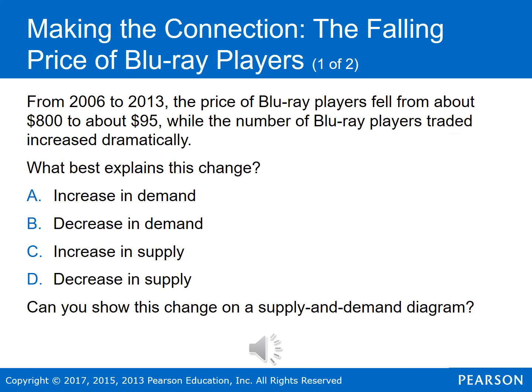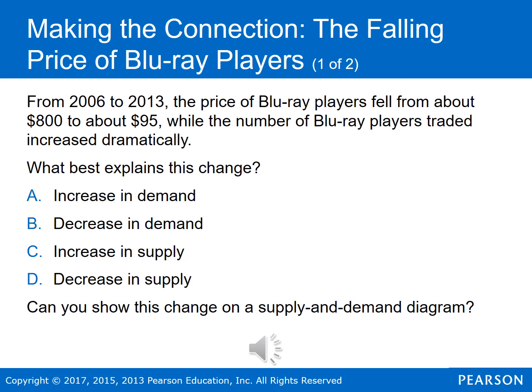Now let's make a connection to the real world and see an example of this, how changes in supply and demand curves influence the change in equilibrium price and quantity. First, let's look at the price of Blu-ray players. From 2006 to 2013, the price of Blu-ray players fell from about $800 to about $95, while the number of Blu-ray players traded increased dramatically. So what best explains this change? An increase in demand, a decrease in demand, an increase in supply, or a decrease in supply?